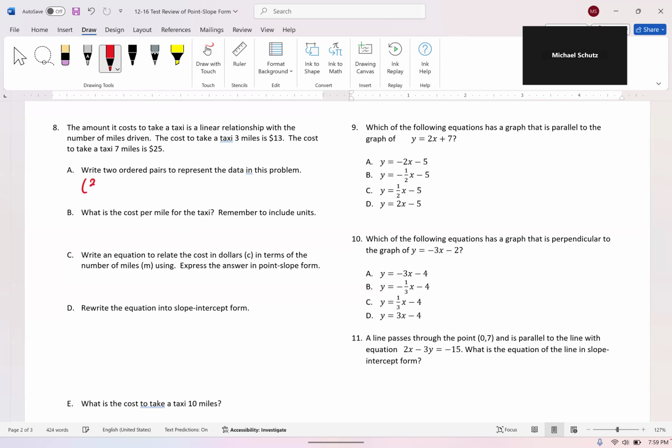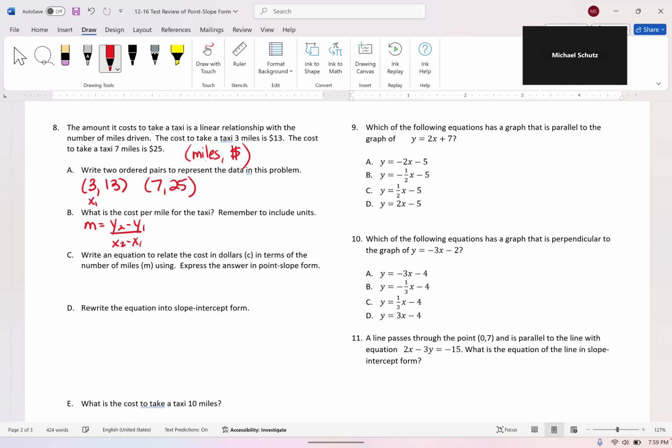So 3 miles costs $13. 7 miles cost $25. So when we're writing our ordered pairs, we put the miles first and the dollars second. All right, so now we're going to continue. It says, what is the cost per mile for the taxi? Remember to include units. So you have to recognize when they're saying cost per mile, since it's miles and dollars per mile, that's the rate of change or slope. So we're using this formula to come up with the rate of change or the cost per mile.